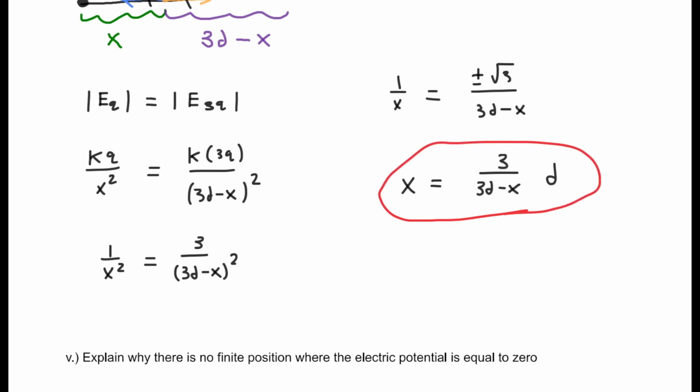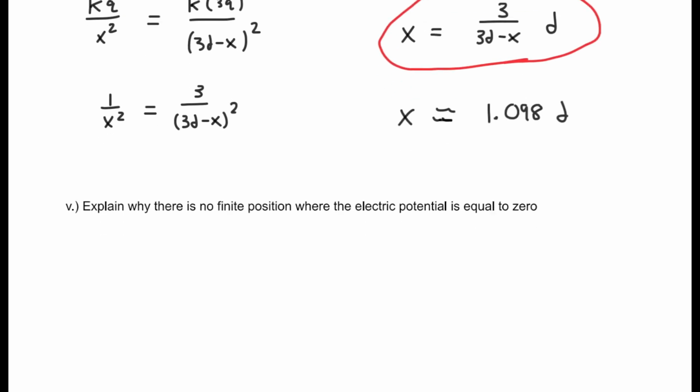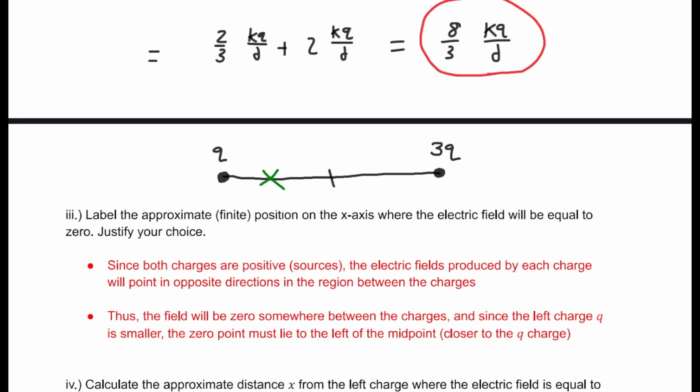If you did solve this numerically using Desmos, you would get that x is approximately equal to 1.098 times d. And then, easier part, explain why there's no finite position where the potential's 0.